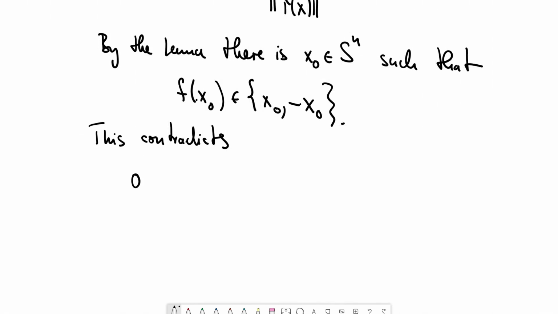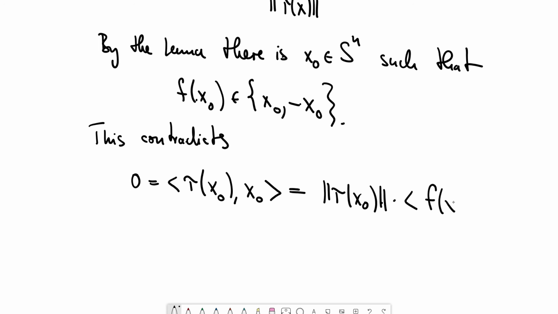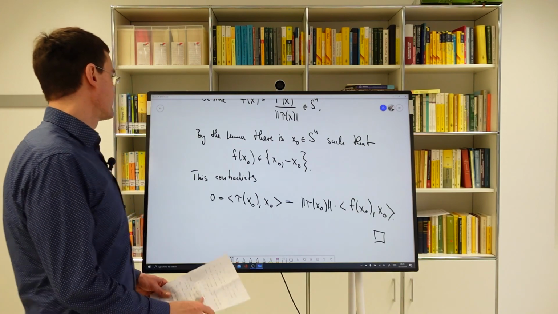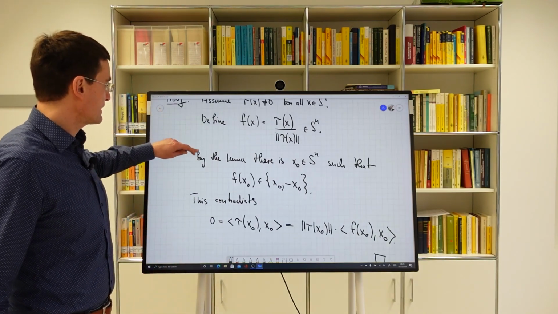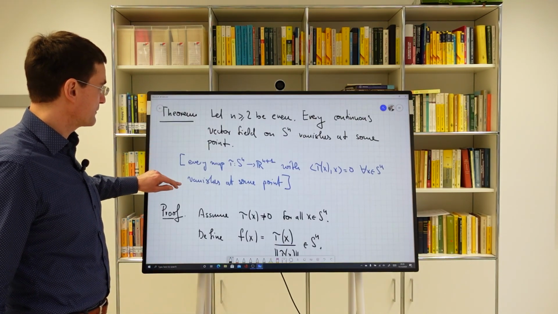This contradicts the fact that the scalar product of tau x0 and x0 is the norm of tau x0 times the scalar product of F x0 and x0. And this cannot be 0 if F x0 is x0 or minus x0. Therefore, contradiction, the hypothesis was wrong, and we've proven that such a vector field always has a 0.